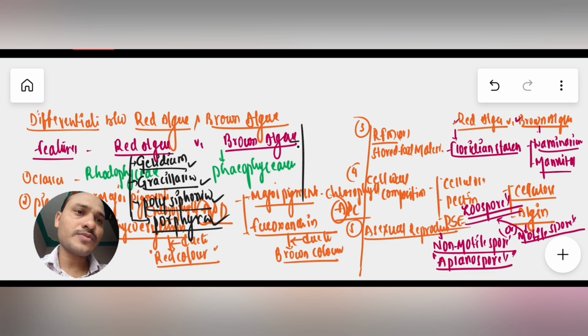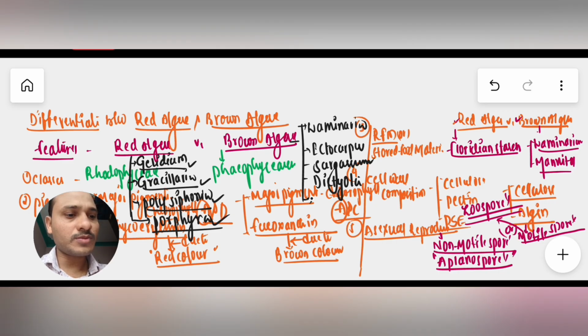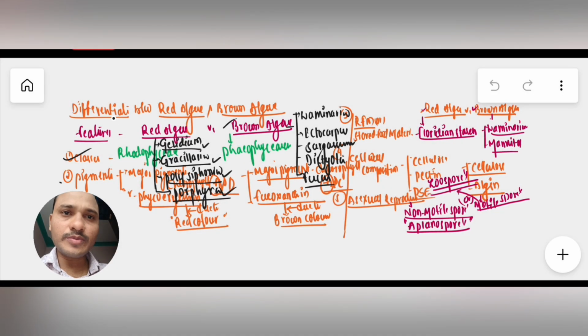Now coming to examples for brown algae, in which we have Laminaria, Ectocarpus, Sargassum, Dictyota, and one more, that is Fucus. So these are the five examples of brown algae. You need to write any one or two examples, it's enough. So this is all about the difference between red algae and brown algae. Remember five important characters or features, sorry, classes there. You need to remember the important features like classes, their pigments, their reserve food material or stored food material, their cell wall composition, asexual reproduction, and examples. So these are the six points you need to write in the annual exam.